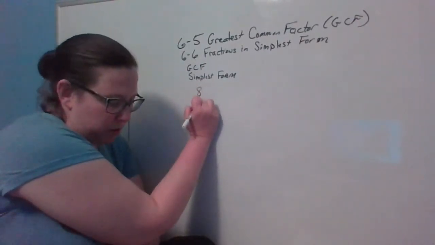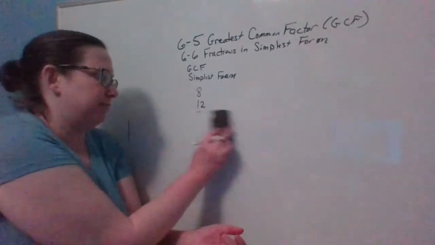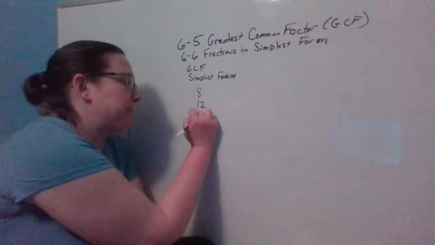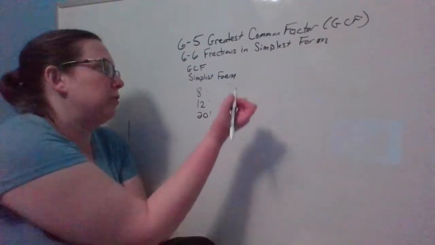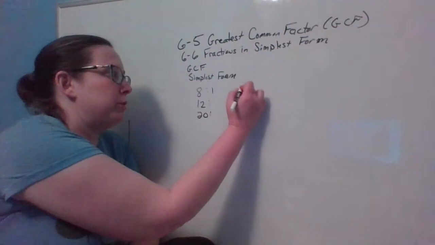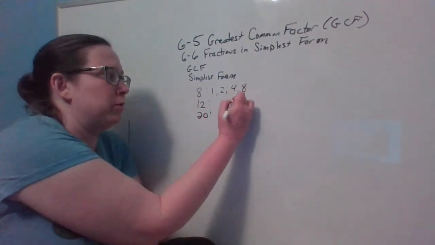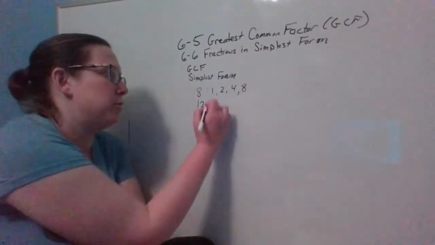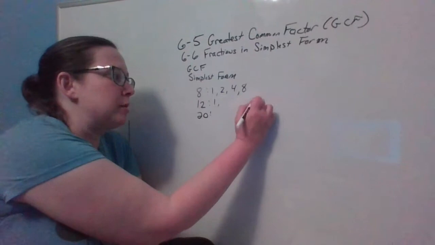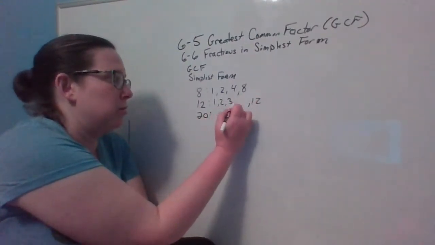Our three numbers are 8, 12, and 20. What you're going to do is list out the factors for all of your numbers. So you always have 1 and itself, and then sometimes you have other numbers. If it's composite, you have other numbers that go into it as well. So we're going to list out all of our factors for our numbers here.